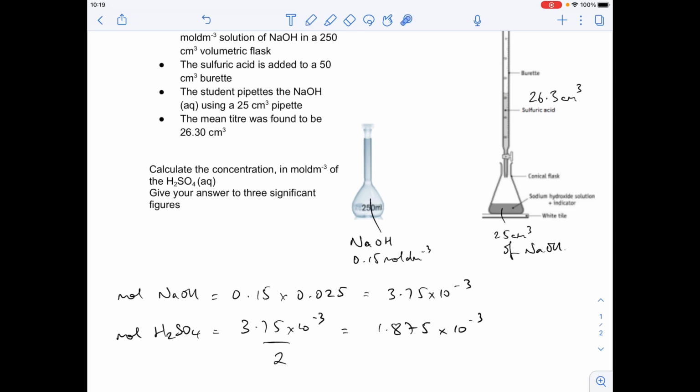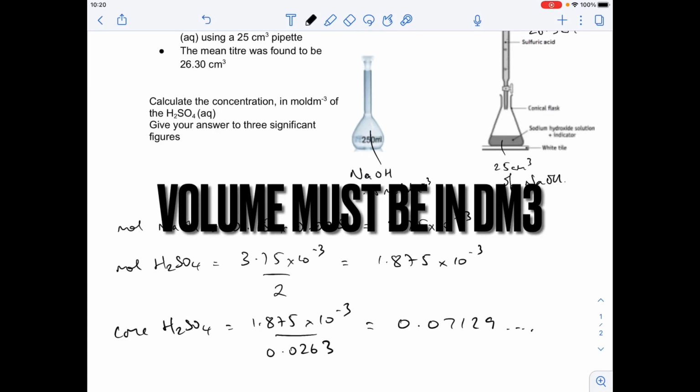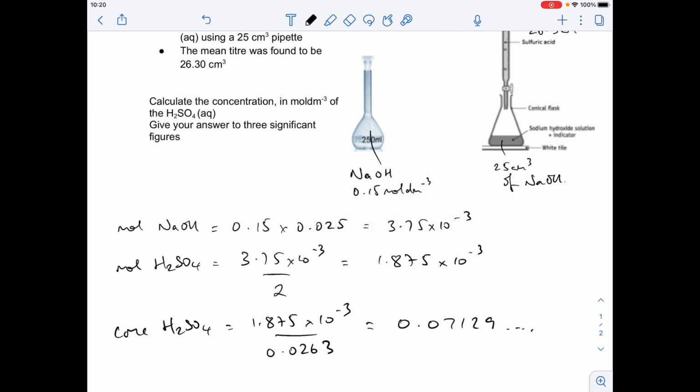So now we know the moles of the sulfuric acid, and we know the volume that it was in. We can turn that into a concentration, moles divided by volume. So that's coming out as a calculator value of 0.07129... So just keeping all the numbers in the calculator, to 3 significant figures, that's what we have to give our answer to. That's going to be 0.0713 moles per decimeter cubed.